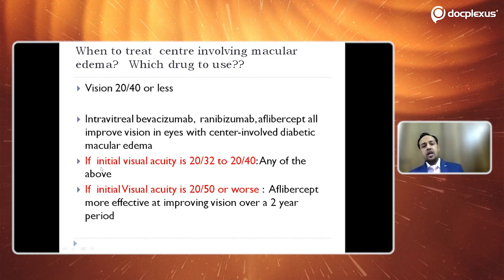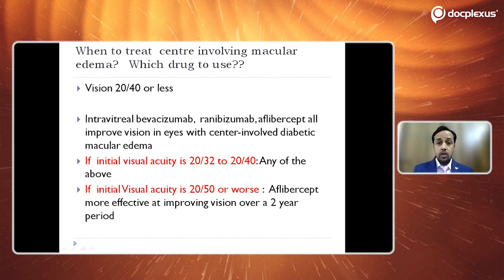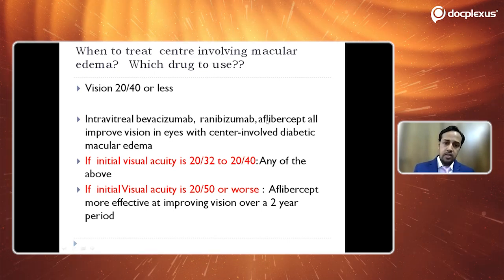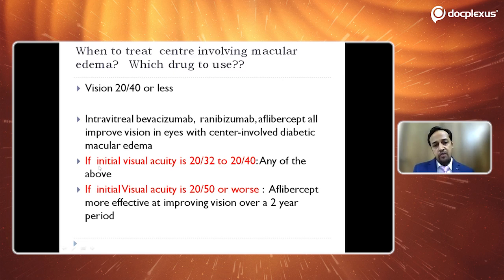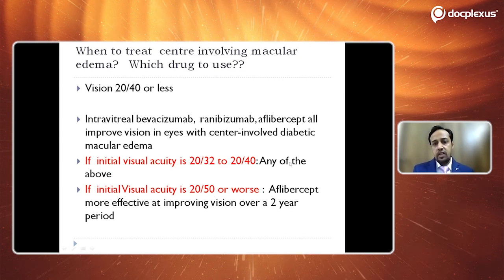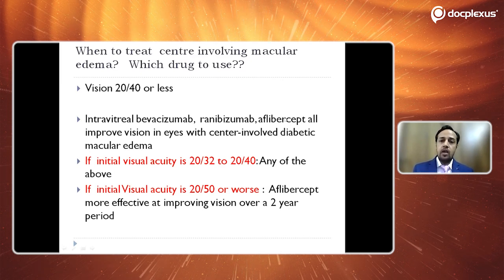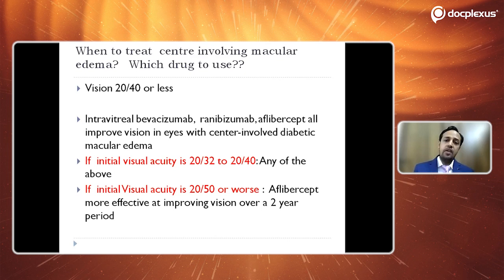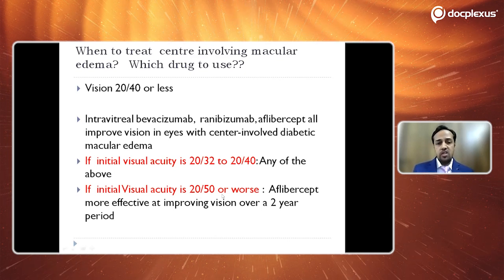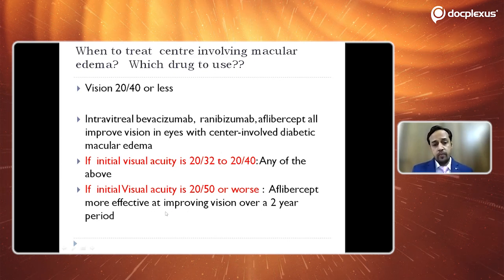However, various clinical trials, especially this data from Protocol T, compared all these drugs, bevacizumab, ranibizumab, aflibercept, and they have shown that if the initial visual acuity is between 20/32 and 20/40, any of the three drugs will work equally efficaciously. However, if the visual acuity is 20/50 or worse, aflibercept will be more effective at improving vision.